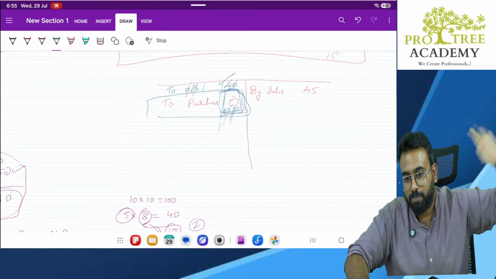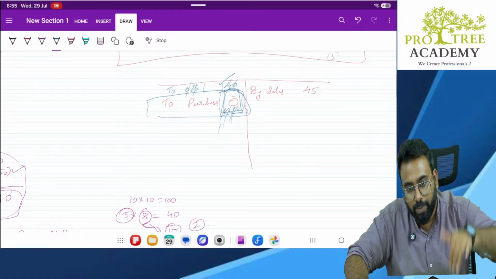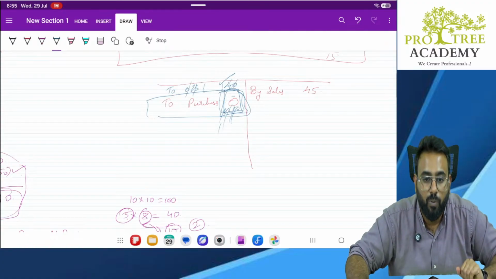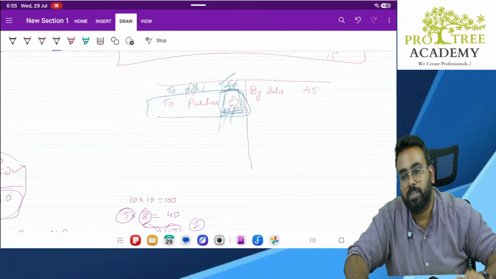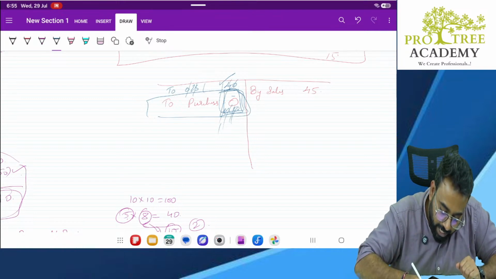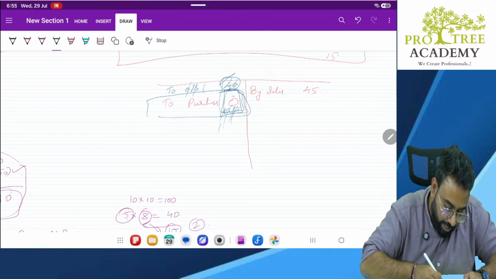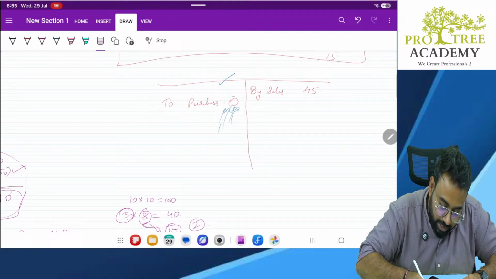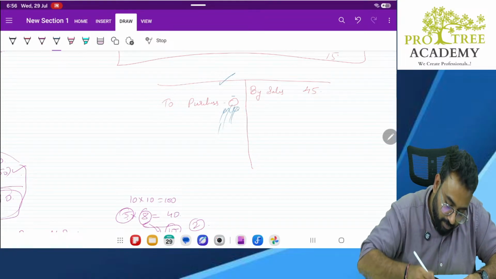Sir, last year it was not expenses. This year it will become my expenses. Why? Because this year you are selling those goods. Correct or no? This year you are selling those goods. So this year it will become my expenses, sir, 40 rupees. So that is why what I do is, sir, this year I will show it on the debit side.